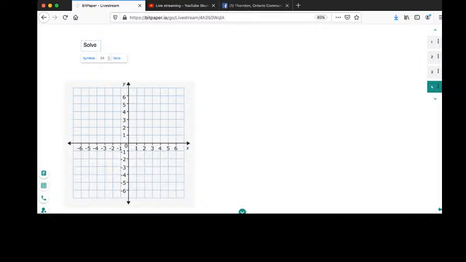But I'm going to do another example just to give everyone a good idea of what it is that we just did. Okay, so solve the system by substitution.